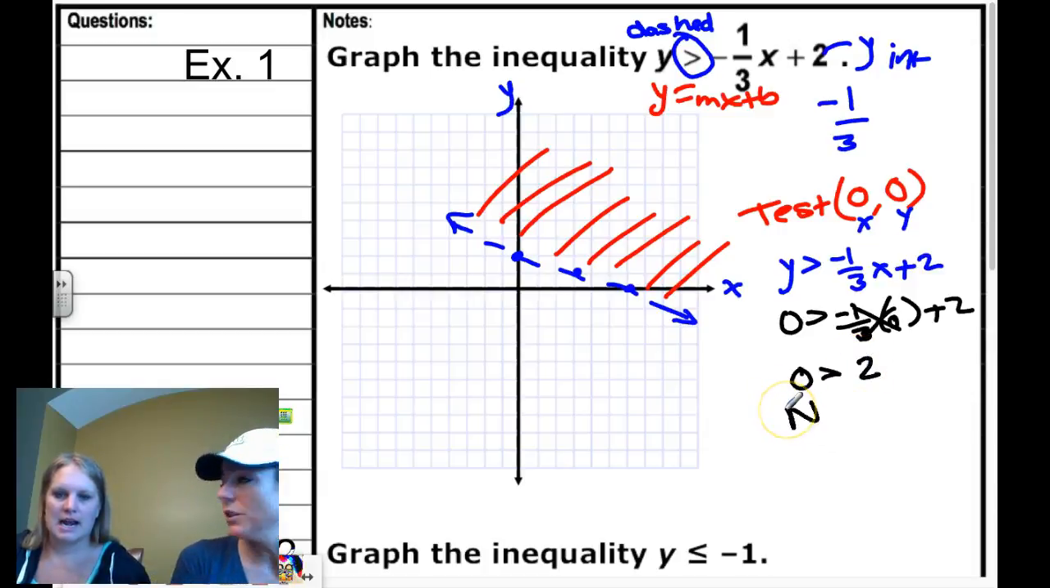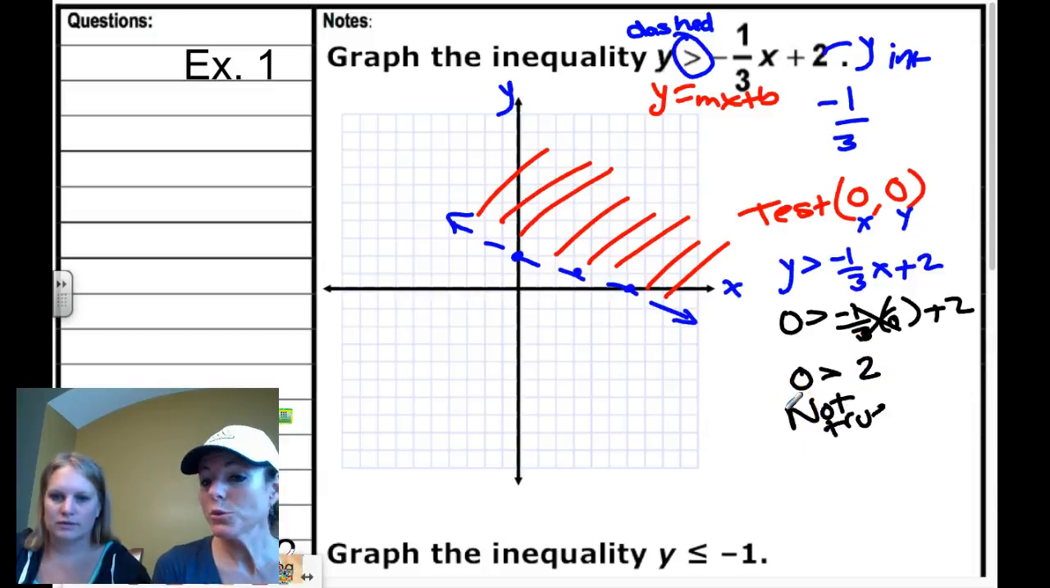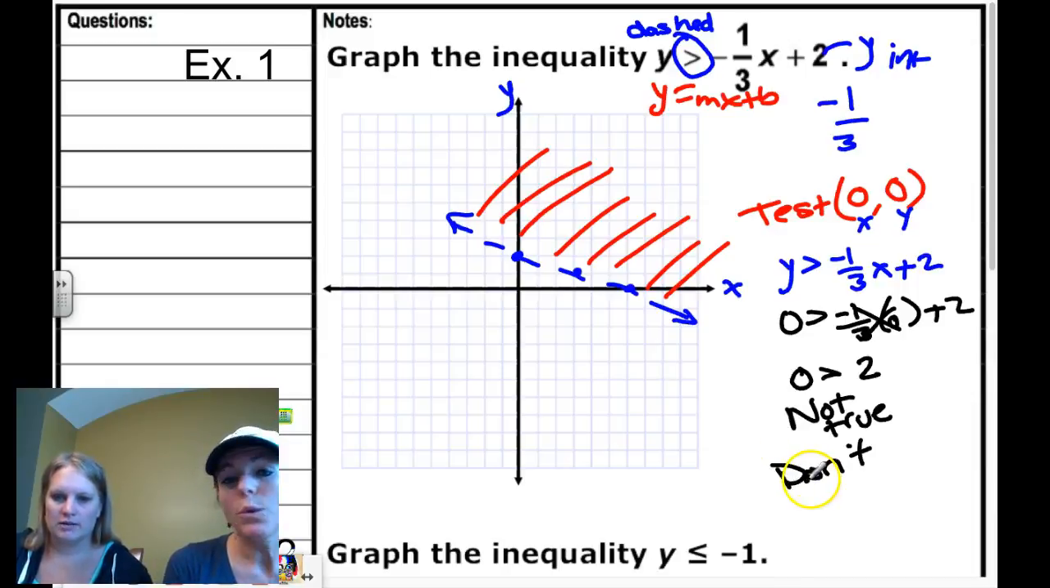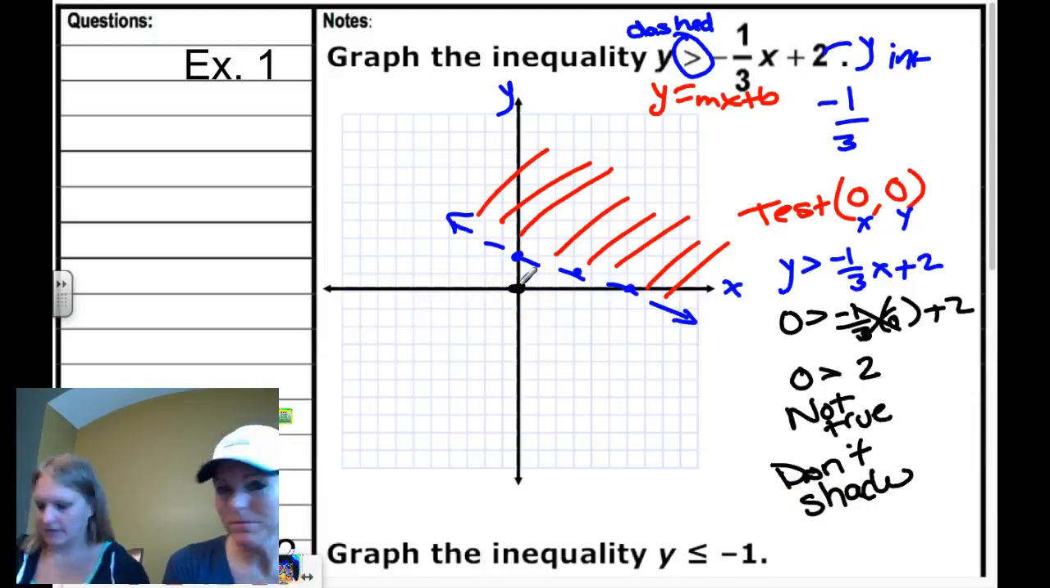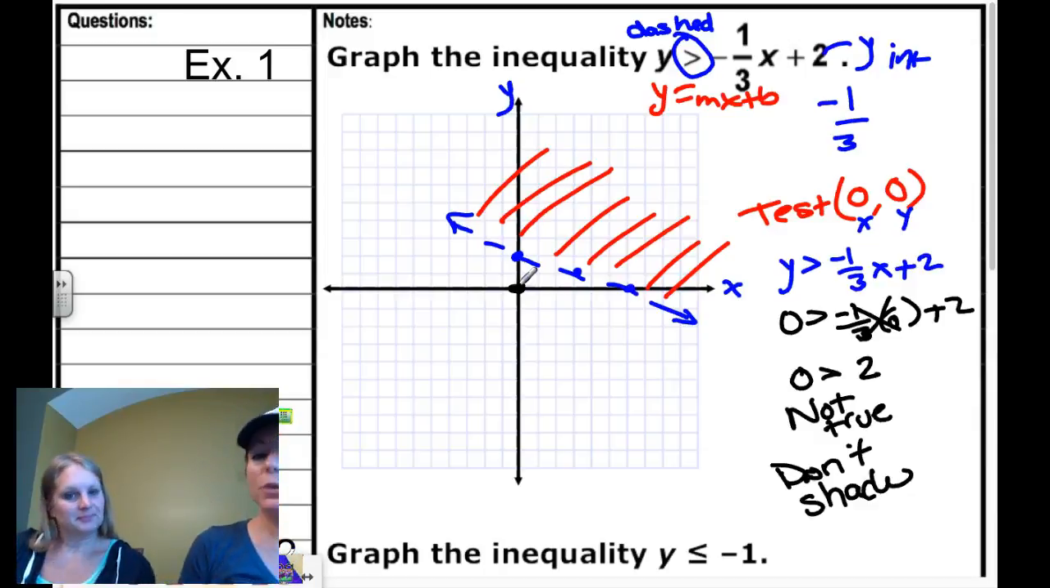But is 0 greater than 2? Not true. So then we go to our graph and we say, if it's not true, we better not have shaded where 0, 0 is. And if we look at 0, 0, we didn't. So we're good. All right, that's example 1. Let's do example 2 now.